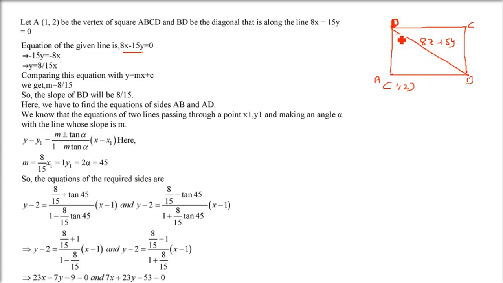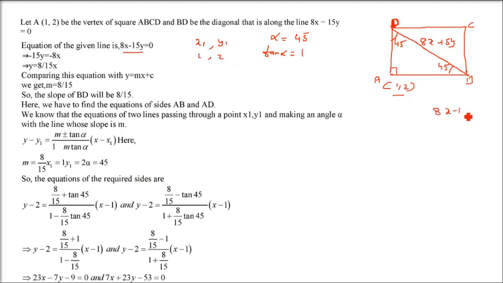So whenever we see a square, what does it mean? All the internal angles of the square are 90 degrees. So what will be this angle? 45 degrees, 45 degrees. If one is 90 degrees, the sum of the internal angles of a triangle is 180 degrees, and AD and AB are equal. So alpha is 45 degrees, tan alpha is 1. Now we have x1, y1 also: x1 is 1, y1 is 2. Along with this, we have 8x minus 15y.